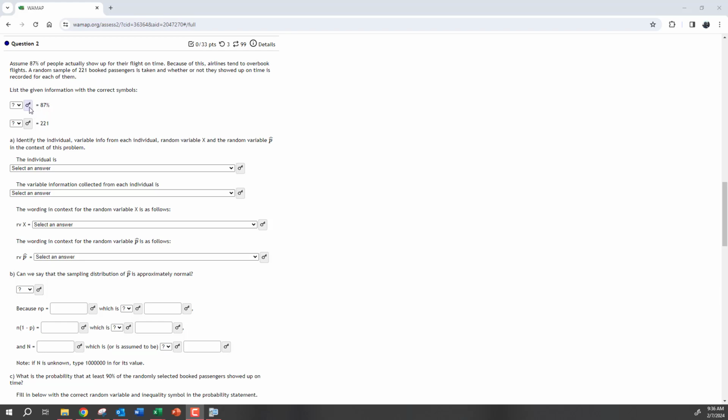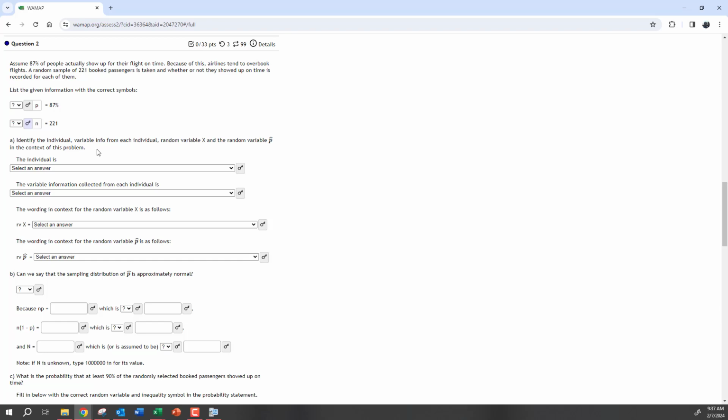So if we want to list the given information, we can see that p is 87%. You'll know it's p, not p hat, because we're talking about the proportion of the population, of all flyers, not just the 221. And then our sample size, lowercase n, is 221. That's how many passengers we've sampled from the entire population of all flyers.